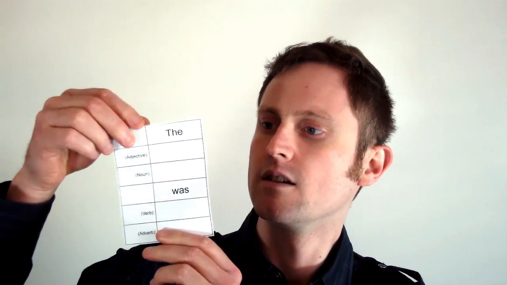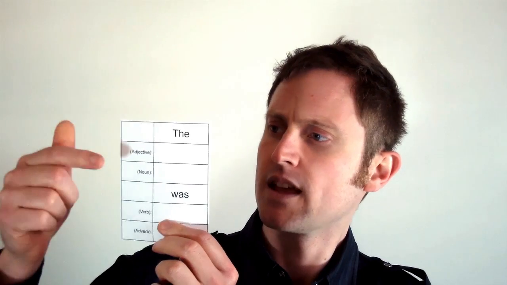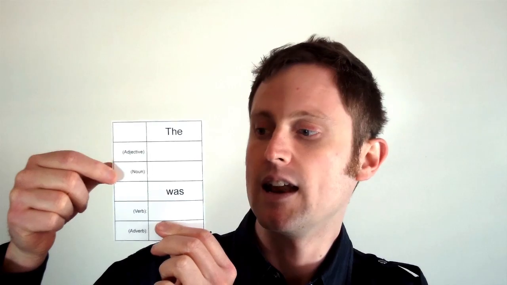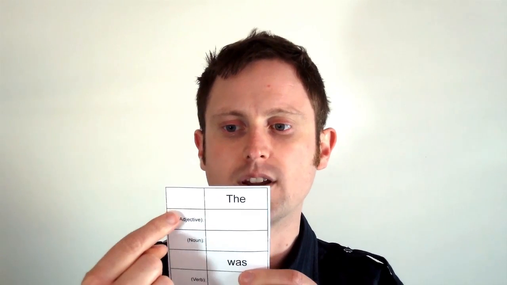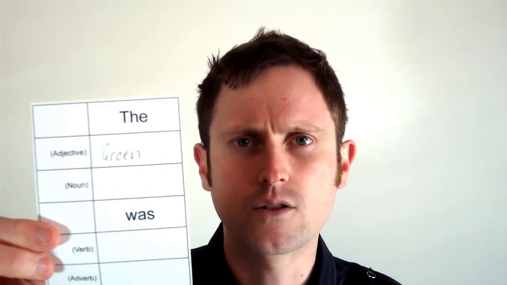Alright, so if you have a look at this piece of paper, you can see I've got "the" and "was", and next to it we've got some lines or spaces where you can put an adjective, noun, verb and adverb in that space. So if you get the students into groups of 4, they can each put a word in. The first student needs to put in an adjective, and they're not allowed to show anyone else what it is. So I'm going to think of a very quick adjective. I'm going to choose a colour, the colour green.